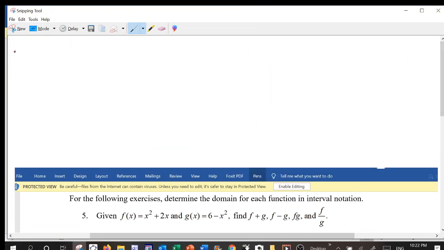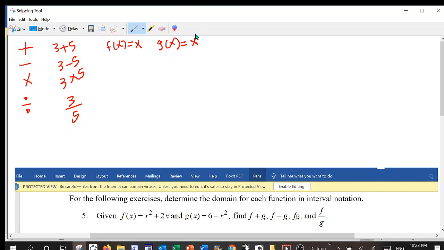So there are some operations that we apply to numbers: addition, subtraction, multiplication, and division. So for example, 3 plus 5, 3 minus 5, we can do that, right? 3 divided by 5. And we can do the same operations with functions. Let's say I have a function f of x, and then I have another function, g of x, and that's x squared plus 1, right?